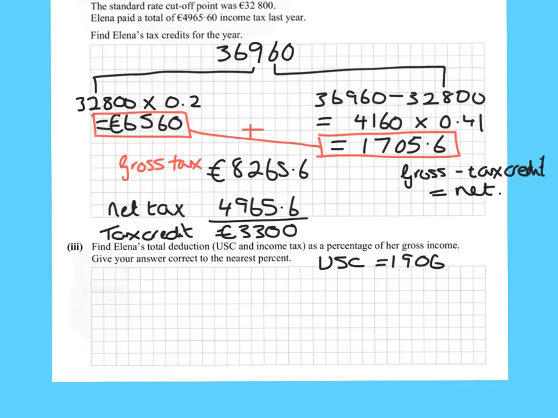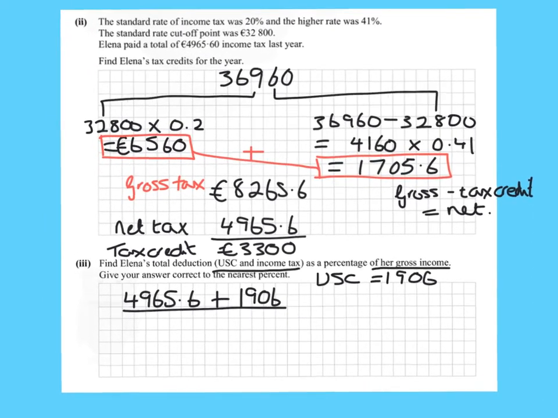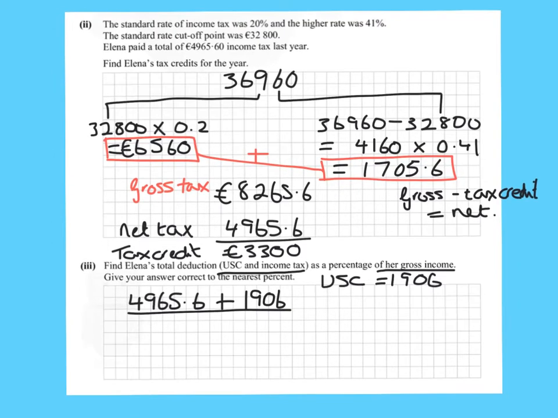Now for the next part, find Elena's total deduction, USC and income tax as a percentage of her gross income. So when we see this as a percentage, what that means is I need to put my USC and income tax value over my gross income. So in this question, we have her income tax, that's her net income tax, which is 4,965.6. And we also know her USC from the previous question, 1,906. And I'm going to put that all over her gross wages, which is this one here up the very top.